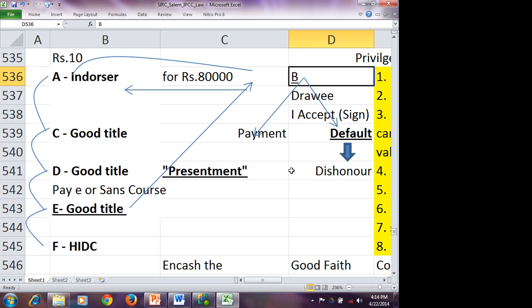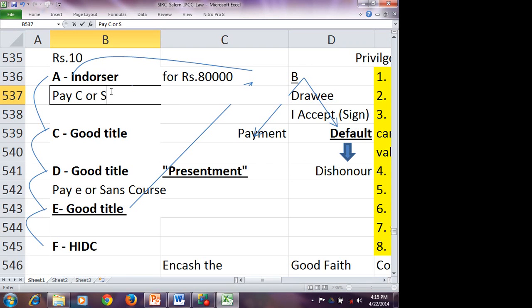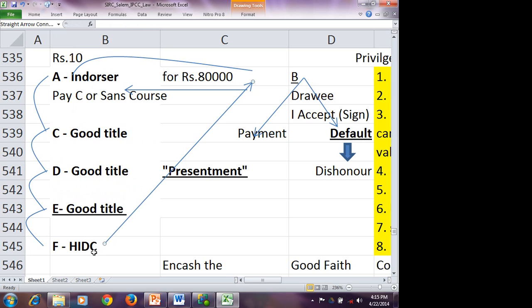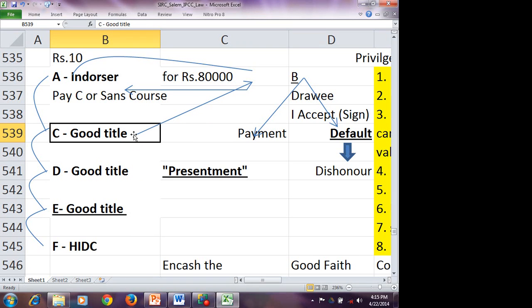Do you get the point? What is sans course? Supposing A originally makes an instrument payable to C, or sans course. Upon maturity, what happens? F can make E liable, E can make D liable, D can make C liable, but C cannot make A liable. C can make only B liable. That is sans course. Sans is without risk. My endorsement is without risk. Sans course endorsement.